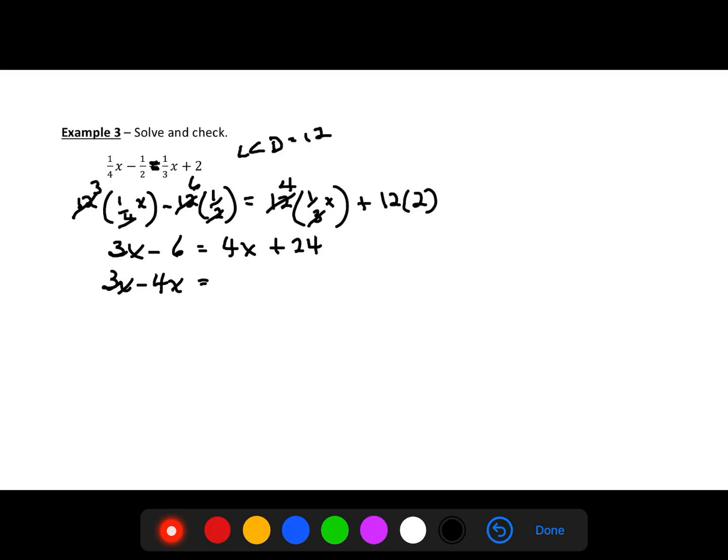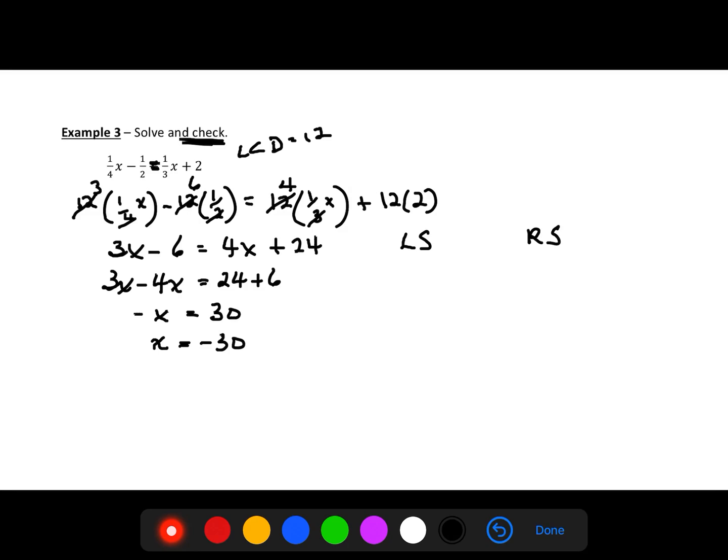Taking everything over to one side, all our variables on one side, numbers on the other, changing our operations as we do. We know that negative x is equal to 30. Dividing both sides by -1 means that we're pretty sure x is equal to -30.